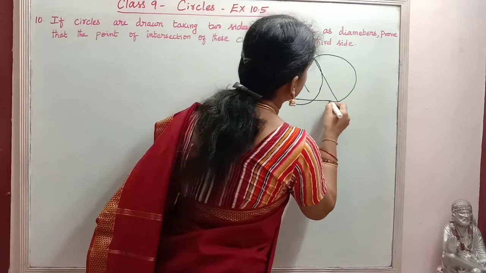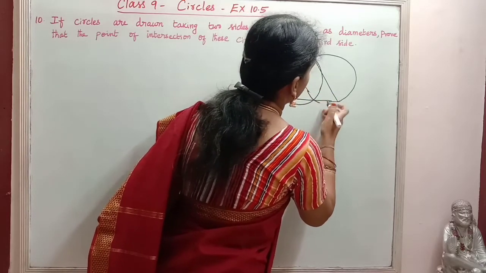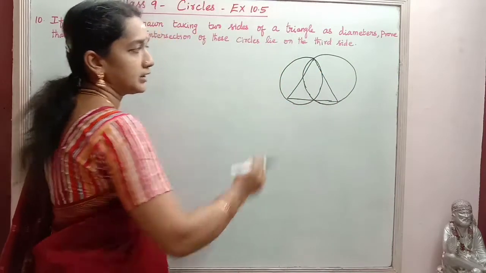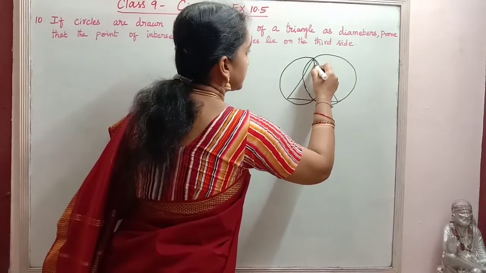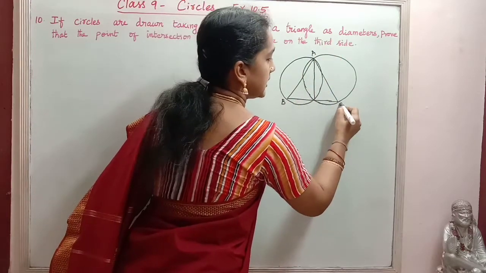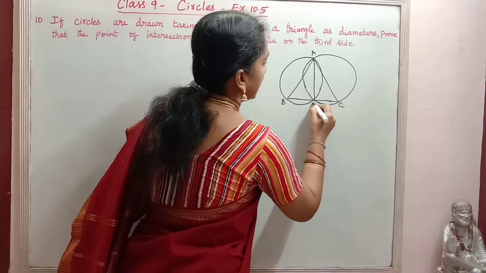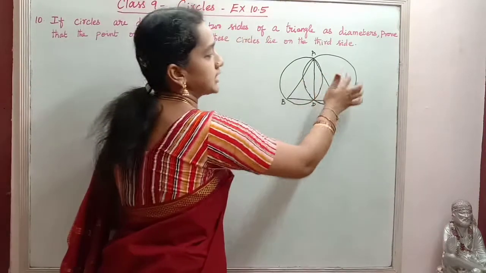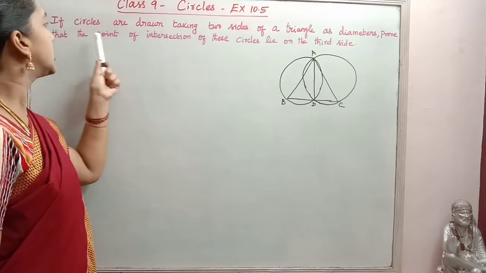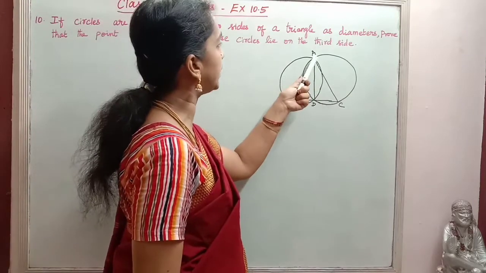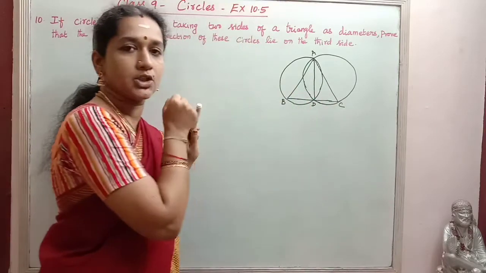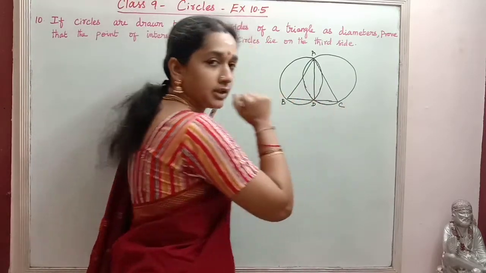So if we draw a perfect circle, it will be like this. So the perfect circle is drawn. Okay, so it will lie on the third side. So we take ABC as the triangle, and AD is the chord of both the circles. If two circles are drawn taking two sides of the triangle as diameters, prove that the point of intersection of these circles lies on the third side. So this is the third side. We are asked to prove that the point of intersection lies on the third side.